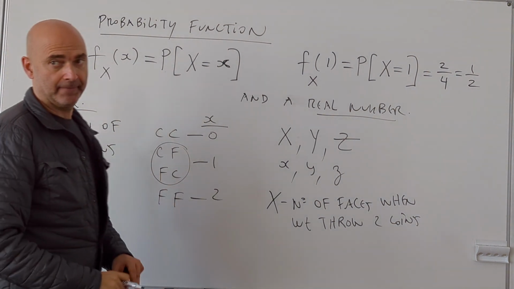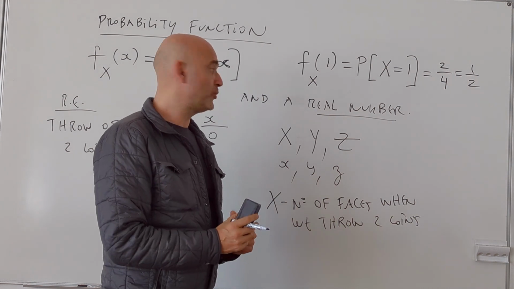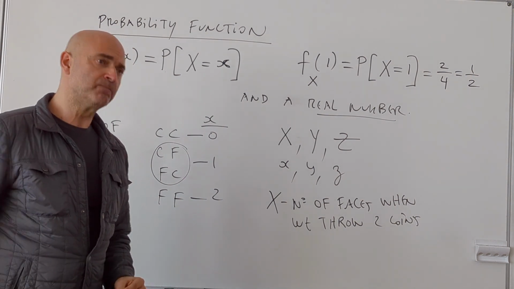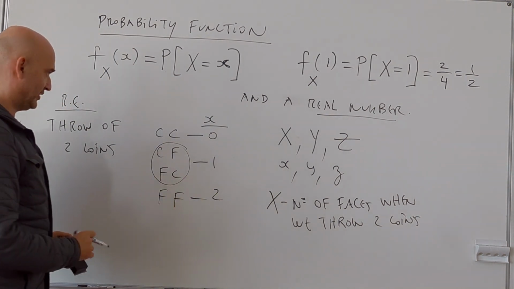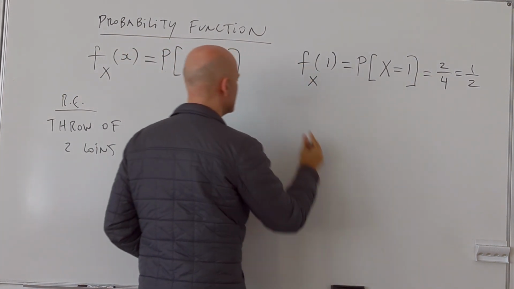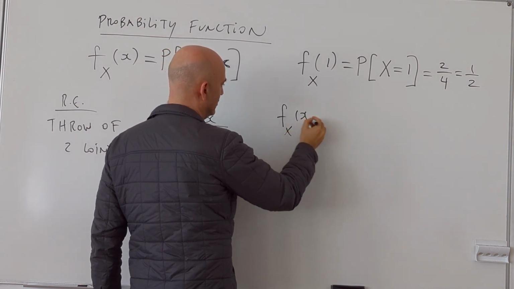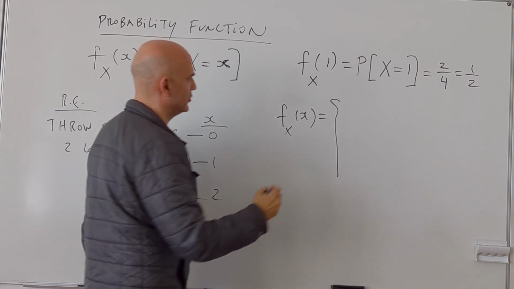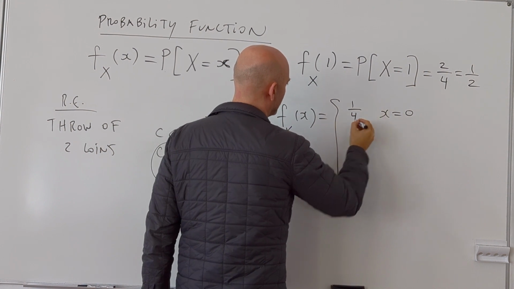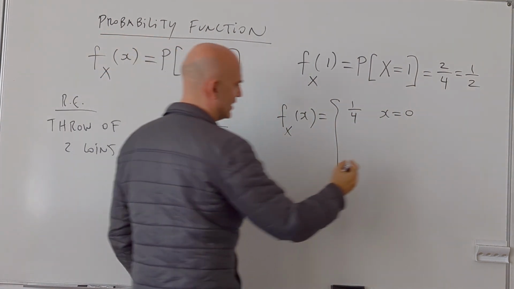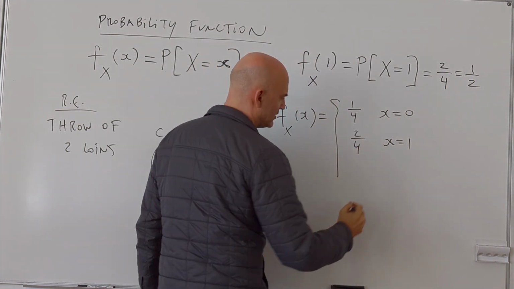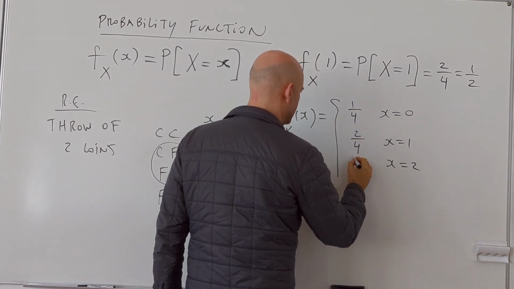So now we can write here the probability function. What we need to do? We need to give to each possible value its probability. So I will clean here this part, and I will write here the probability function. The possible value 0, small x equal to 0, has probability 1 divided by 4. The value 1, x equal 1, has probability equal to 2 divided by 4. And the value 2 has probability 1 divided by 4.